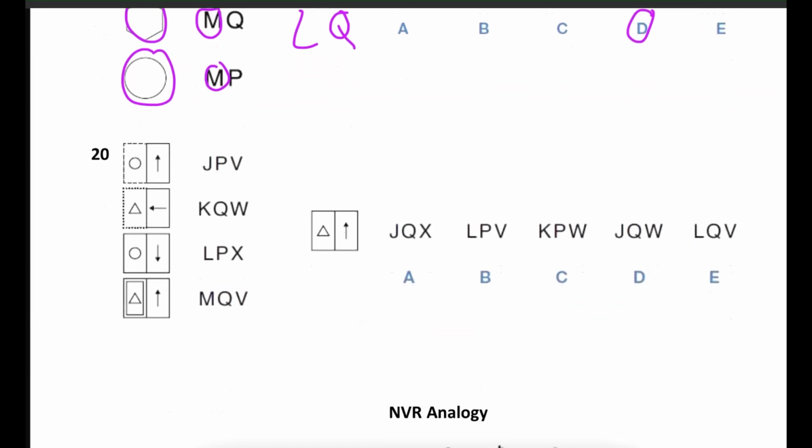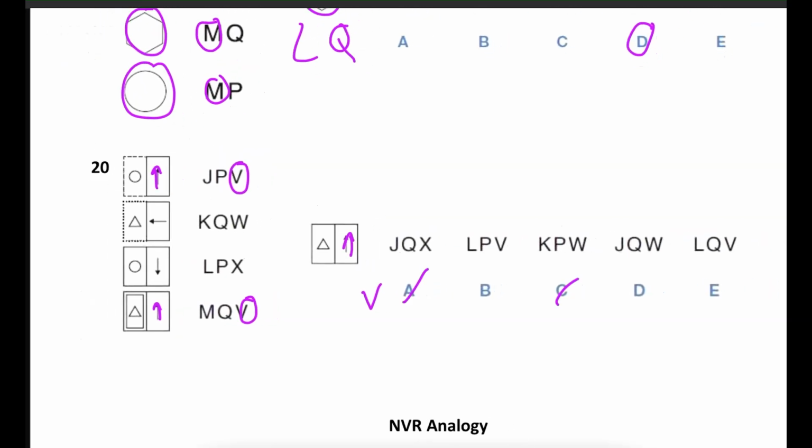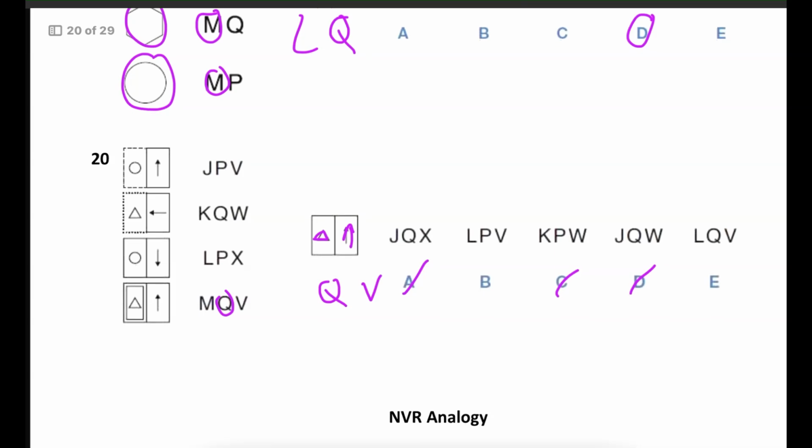Question 20. So these both have a V as the last letter, and they both have an upwards facing arrow. This also has an upwards facing arrow, so that will also have a V as the last letter. So we can rule out A, C, and D. Now, these both have a Q as the second letter. They both have a triangle. So the second letter determines what shape is inside the rectangle. This also has a triangle, so it'll also be a Q. Q, V. The answer has got to be E.